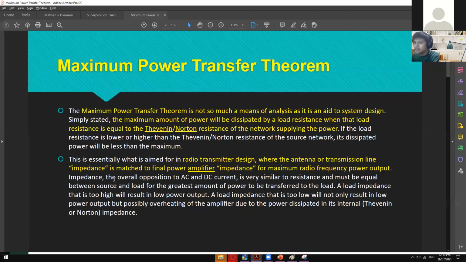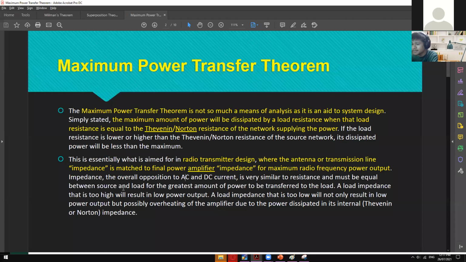So impedance, the overall opposition to AC and DC current, is very similar to resistance and must be equal between source and load for the greatest amount of power to be transferred to the load. Having a small variation, if it's higher, will already degrade the power that will be transferred to our load. If it's lower, it's the same. It will also degrade the power transferred to our load.